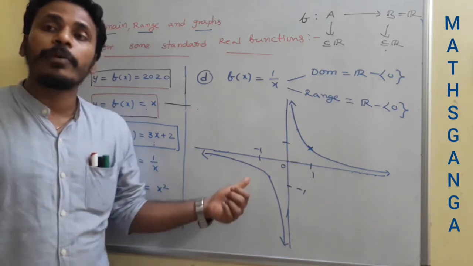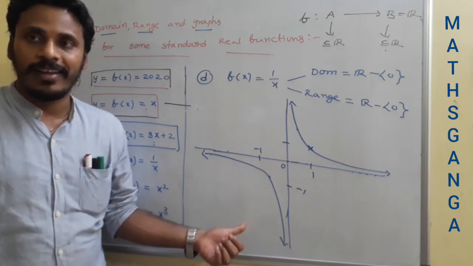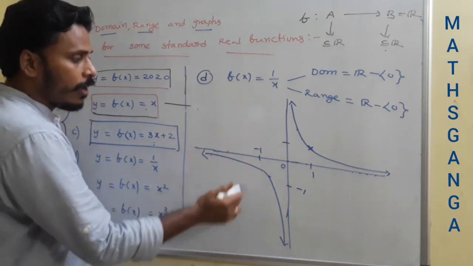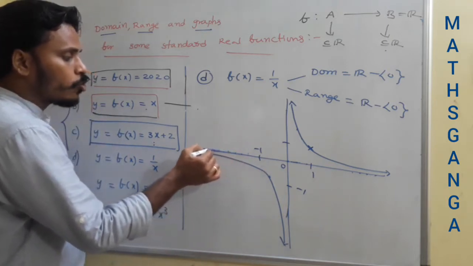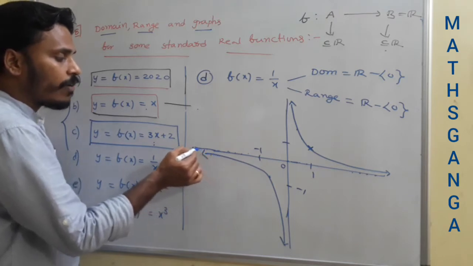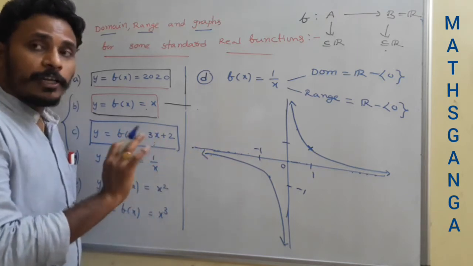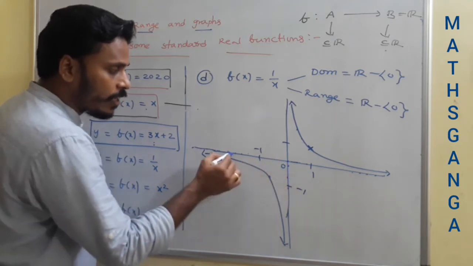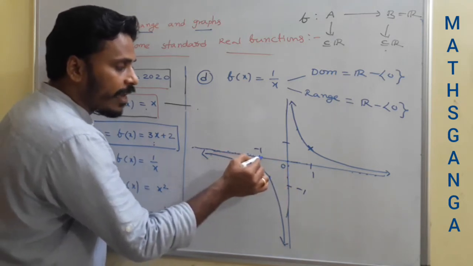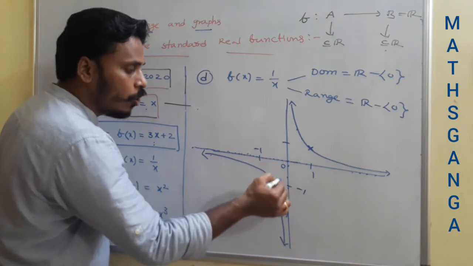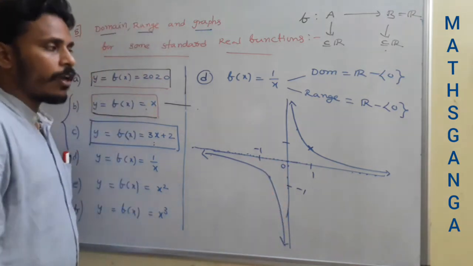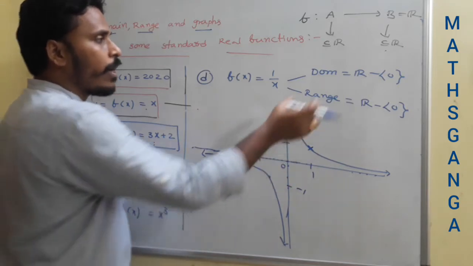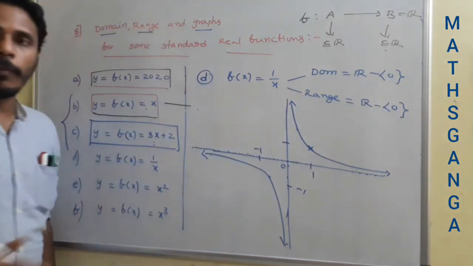We call it a piecewise graph, okay, not a continuous graph, and the graph looks like this. When you increase the x values towards infinity, the graph gets closer to the x-axis, but it won't touch that axis. When you decrease the x values towards 0, the graph goes on increasing. Just look at this. This is the graph of 1 by x, and its domain and range. You need to memorize all these things.